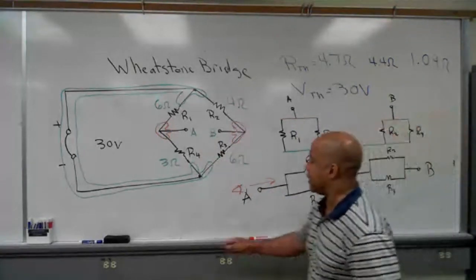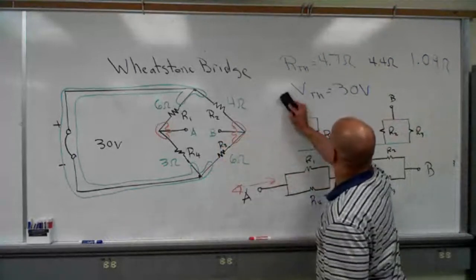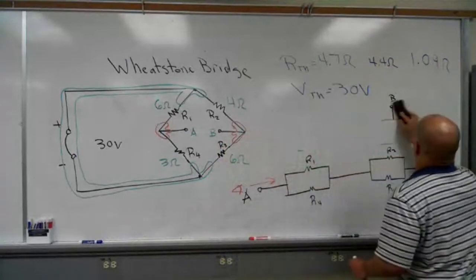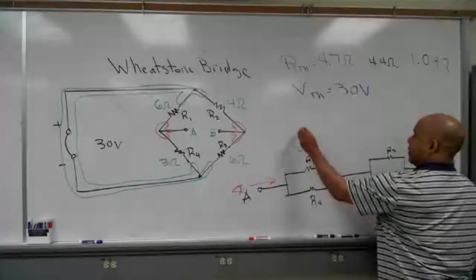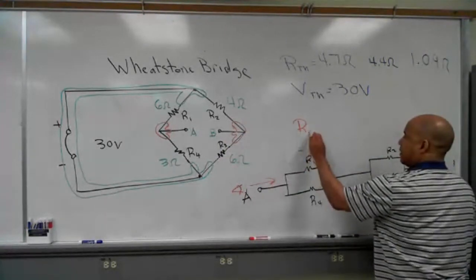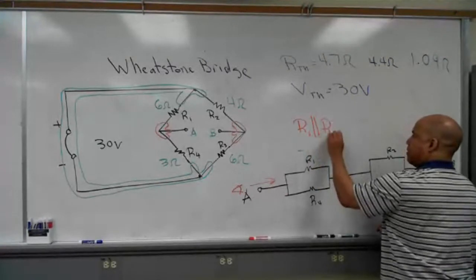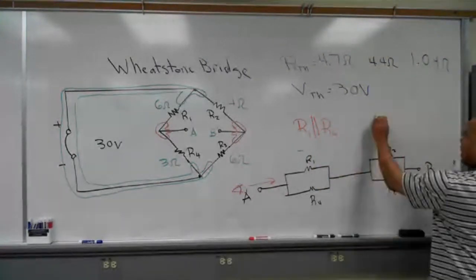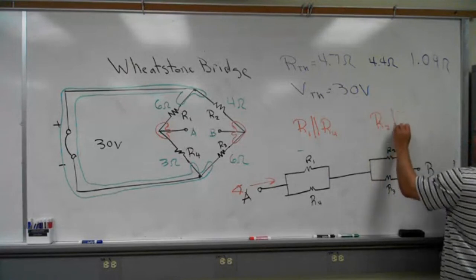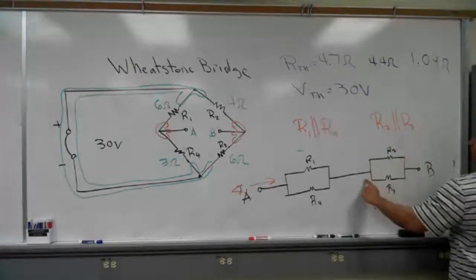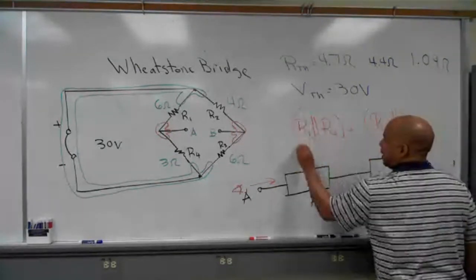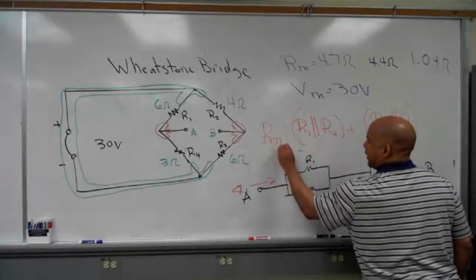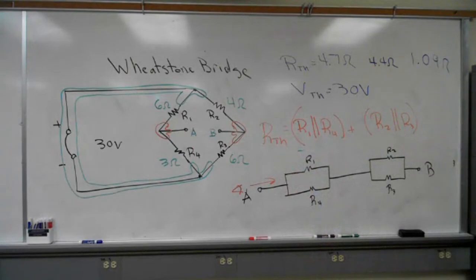So we can easily see here that I have R1 and R4 in parallel, and I have R2 and R3 in parallel, and they're joined together, which makes them in series. So this right here will give me RTH. So that's what we got to calculate.